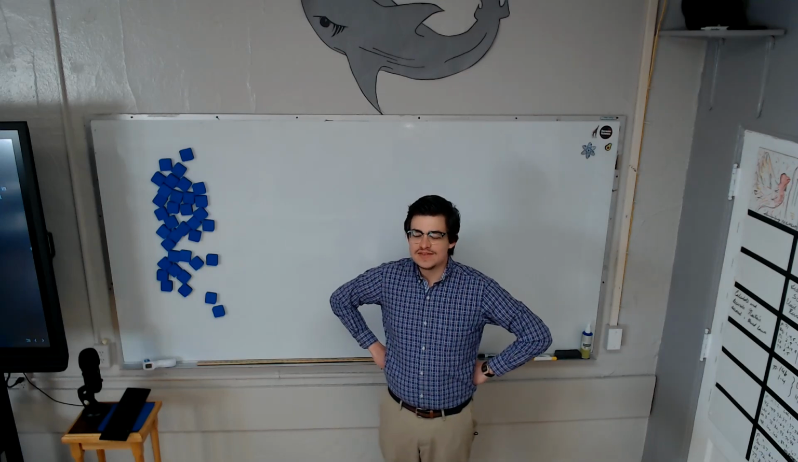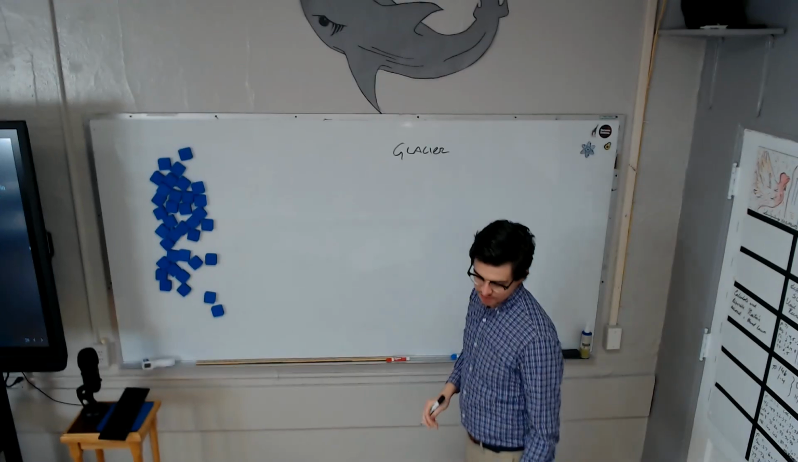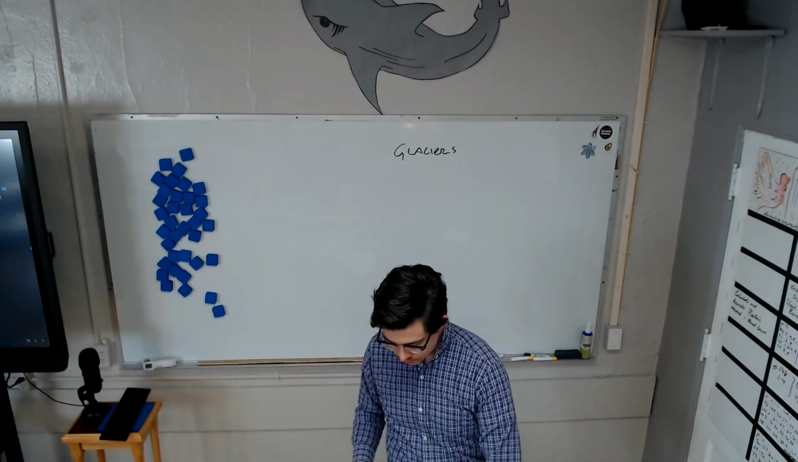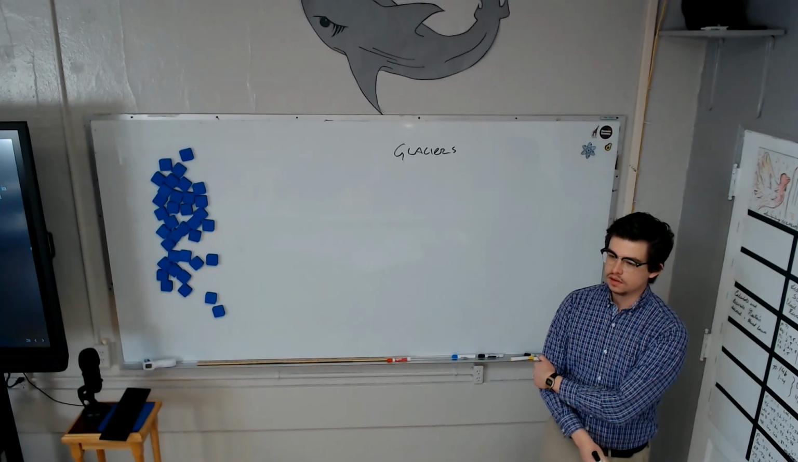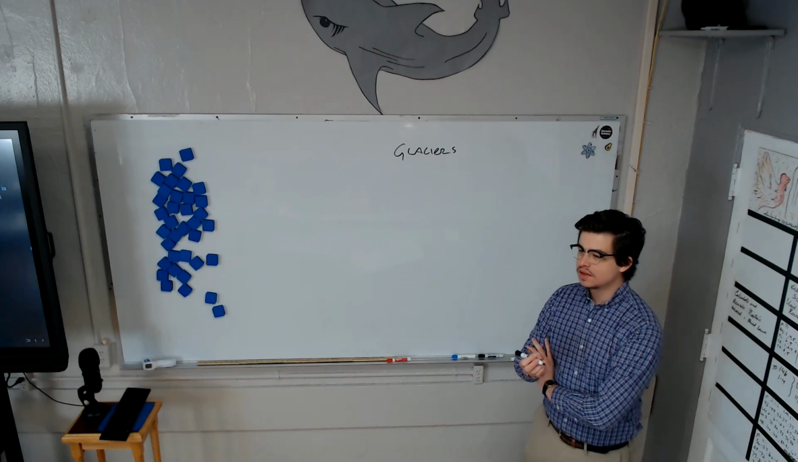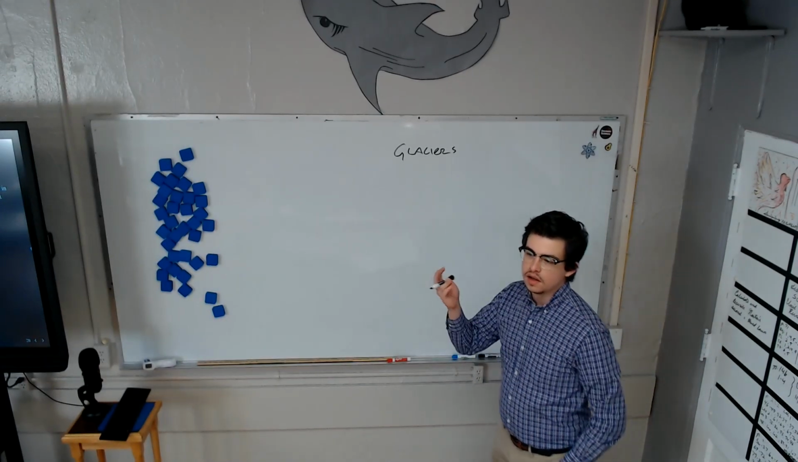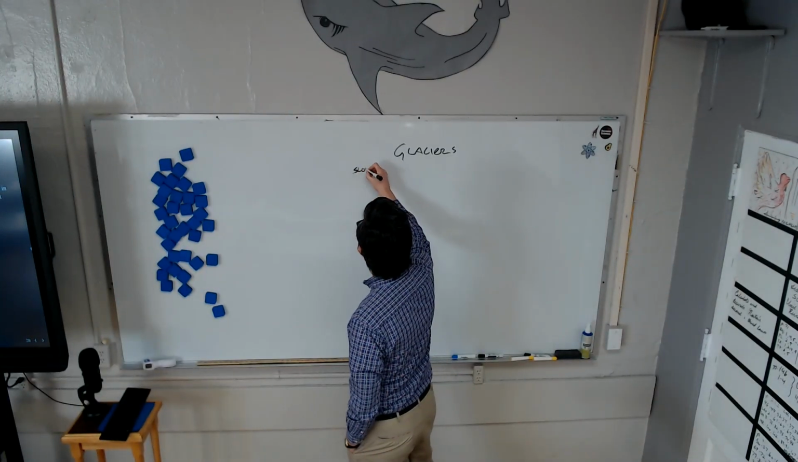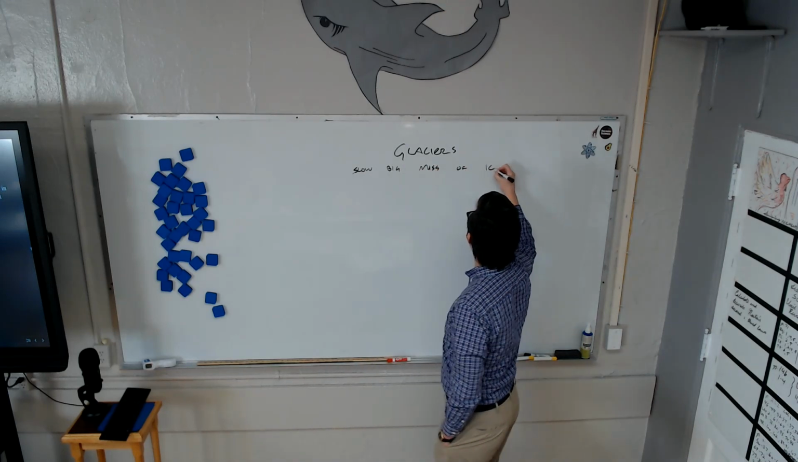Earth science time. Glacier time. Write down glacier, please. You know what a glacier is. You've seen Ice Age. What's up with glaciers? Slow, big, massive ice. Let's just write that: slow, big mass of ice.